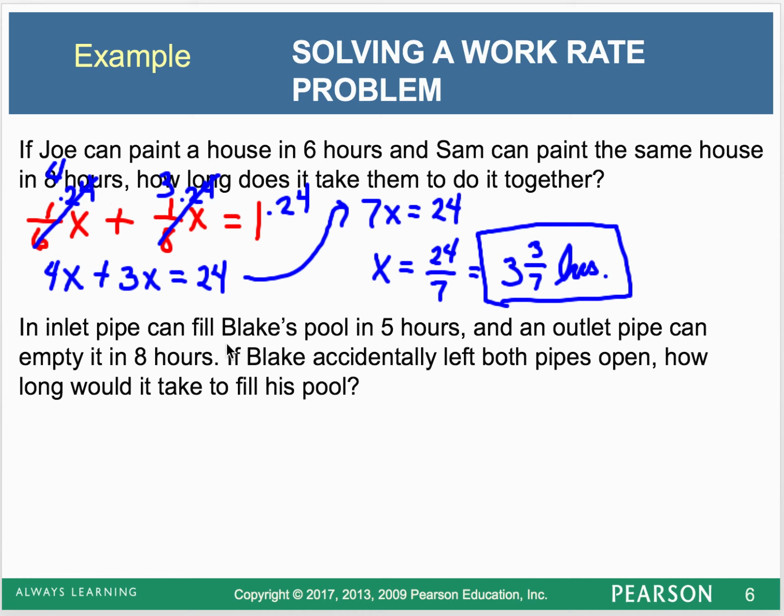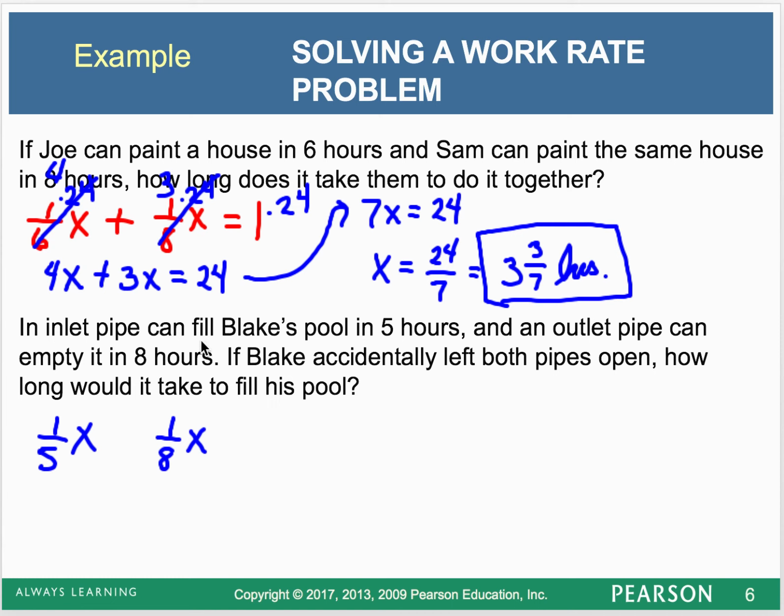Okay, an inlet pipe can fill Blake's pool in 5 hours, and an outlet pipe can empty it in 8 hours. If Blake accidentally left both pipes open, how long would it take to fill his pool? Okay, so if the inlet pipe fills it in 5 hours, how much does it fill every hour? That's right, 1/5 of the pool is filled every hour. An outlet pipe empties it in 8 hours, so 1/8 of the pool is emptied every hour.